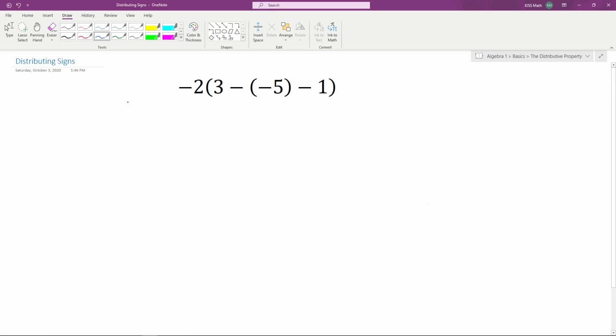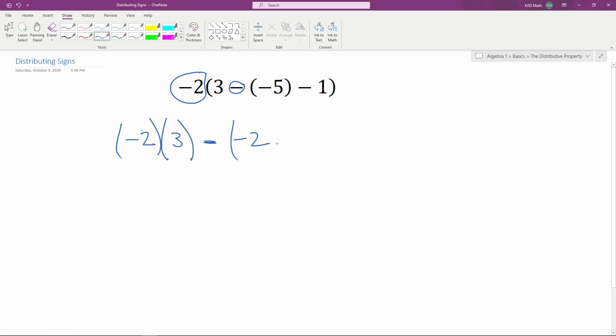Now, what if the sign is on the outside? So here we have the same problem as before, except the 2 on the outside is negative. Now, if we want to distribute this negative 2, we have to be careful because you not only have to distribute the 2, but also the negative sign with it. So if we distribute this 2, we would have a negative 2 times a 3 minus, and we got the minus sign from here.